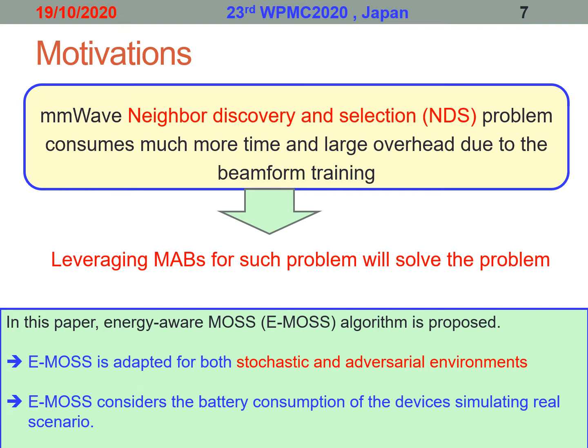Our main motivation in this paper is to find a good solution for the mmWave neighbor discovery and selection problem, which consumes more time and incurs large overhead because of the beamformer training process. Hence, we think about leveraging multi-armed bandits to solve such a problem intelligently. So we propose an energy-aware EMOS algorithm. The MOS algorithm is adapted for both stochastic and adversarial environments, which is perfect. It also considers the battery consumption of the device, which simulates the real scenario, and hence it prolongs the network lifetime instead of using all the arms all the time.